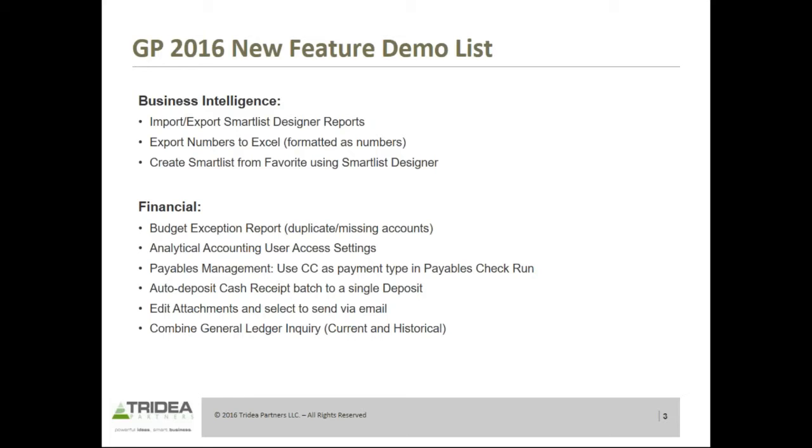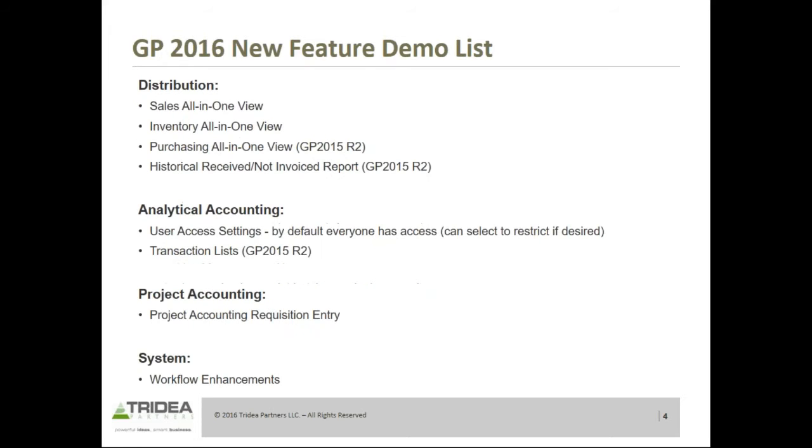And then under the financial area, we're going to look at how they now have included budget exception reports, some improvements under Analytical Accounting in terms of access settings, Payables Management using credit cards as a payment type now, auto deposit cash receipt batches, added attachments, now being able to select and send via email, some other general ledger enhancements.